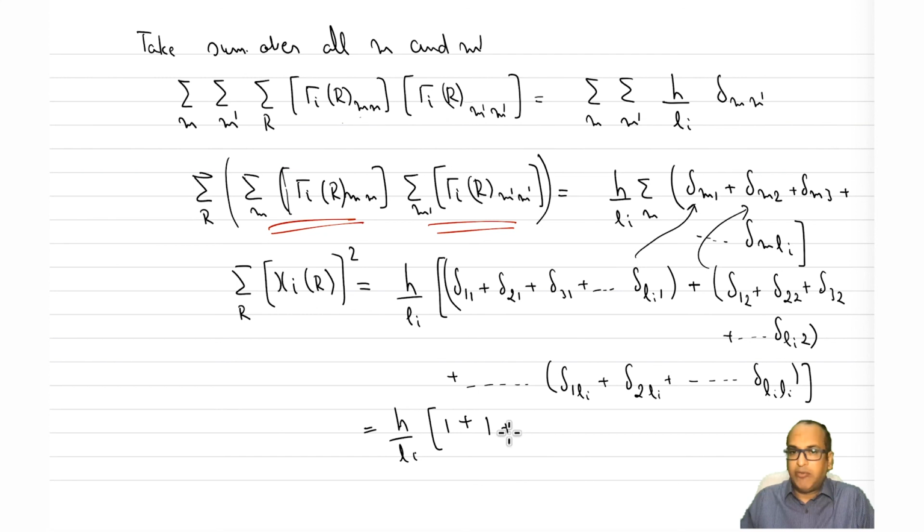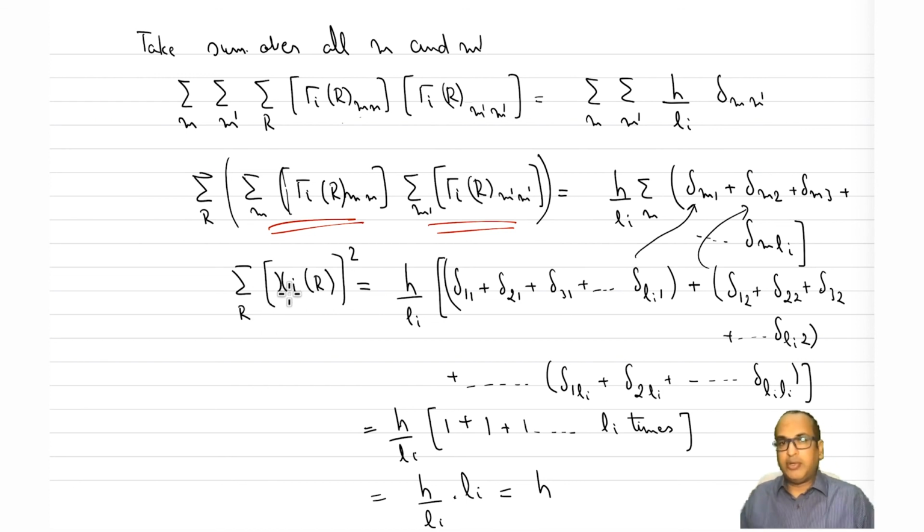So I will keep on getting 1 up to li times, because the dimension of this was li. So originally it was li. So we will get li times 1. This implies that we will get li over here, h over li into li, which is equal to h. That is, the sum of the squares of the trace under any symmetry operation over all symmetry operations is equal to h. All right. So that was easy to show.